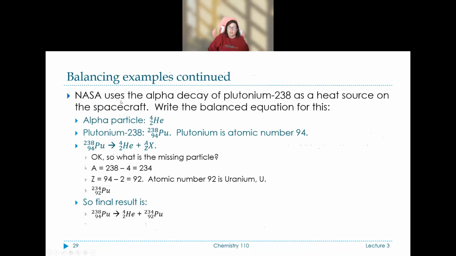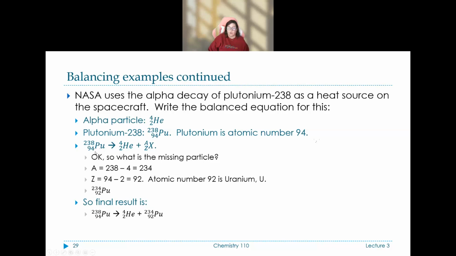Now, NASA uses the alpha decay of plutonium-238 as a heat source on the spacecraft. Write the balanced equation for this. Alpha decay of plutonium-238. An alpha particle is 4 2 He. Plutonium is atomic number 94. So plutonium-238 goes to helium-4 plus some other particle.